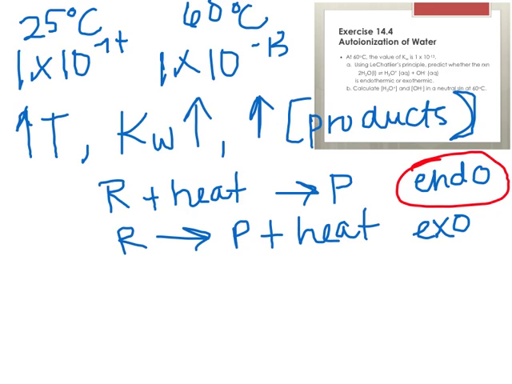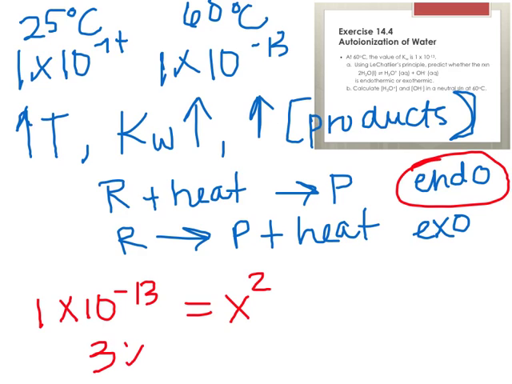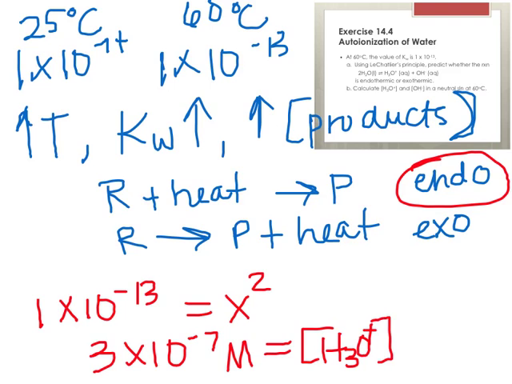In part 2, we have to calculate hydronium and hydroxide ion concentration. For a neutral solution, those should be the same. So I can just set 1 times 10 to the minus 13 equal to, I'm going to call it x squared. Take the square root of both sides, and you should get 3.2 times 10 to the minus 7. Using significant figures, that's just 3 times 10 to the minus 7. And that is the concentration of hydronium and hydroxide in a neutral solution at 60 degrees Celsius.